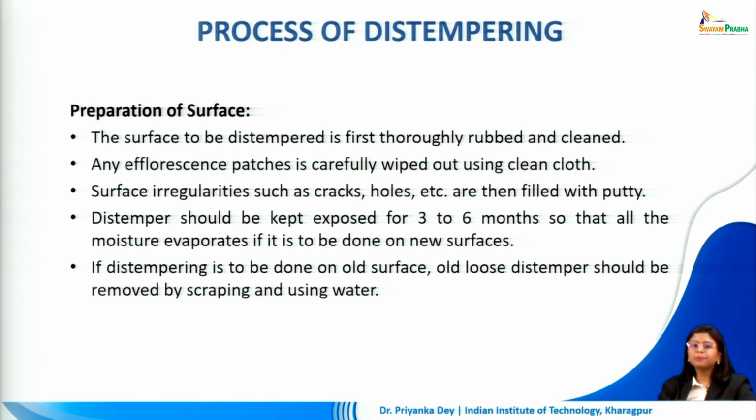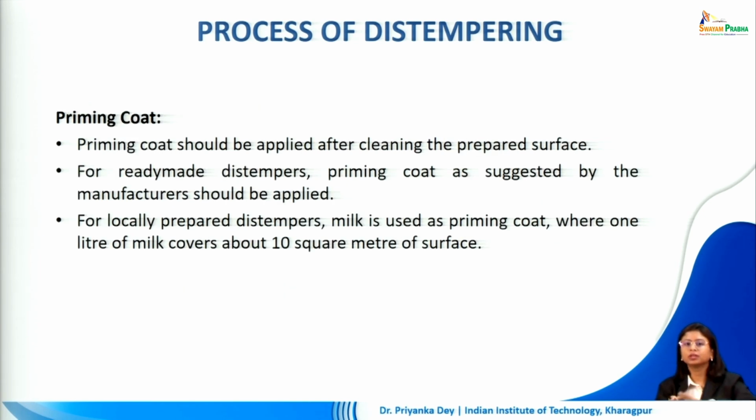The distemper should be kept exposed for 3 to 6 months so that all the moisture evaporates if it is to be done on new surfaces. Now, if distempering is to be done on old surface, then old loose distemper which is already existing should be removed by scraping and then using water. So, this is how we are going to prep the surface on which we are going to then do the next stage, which is providing the priming coat.